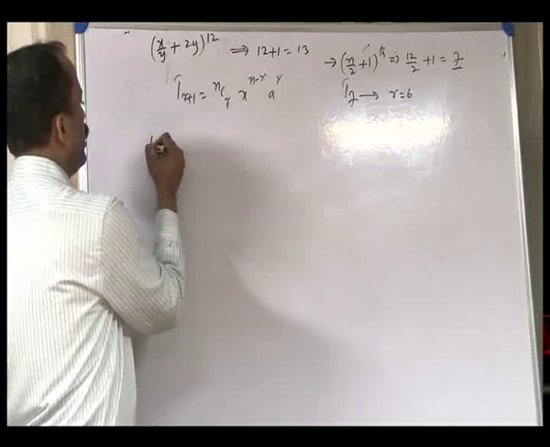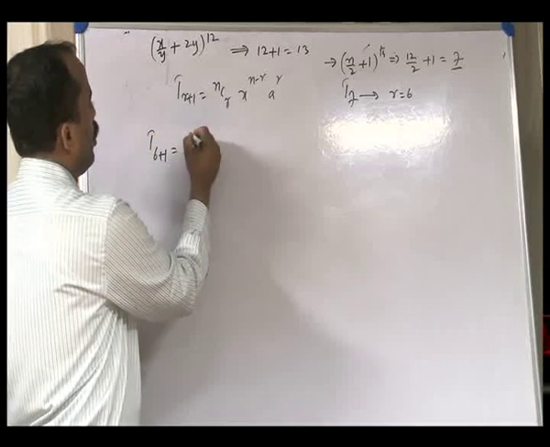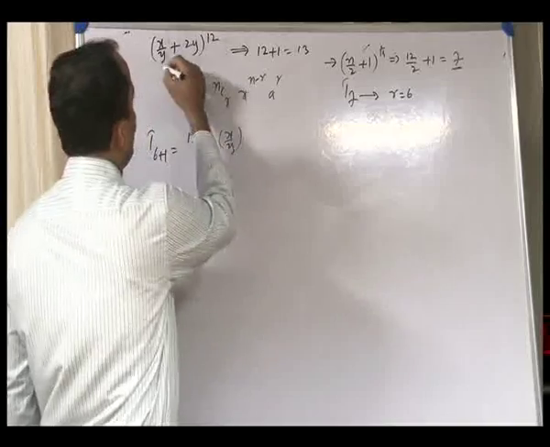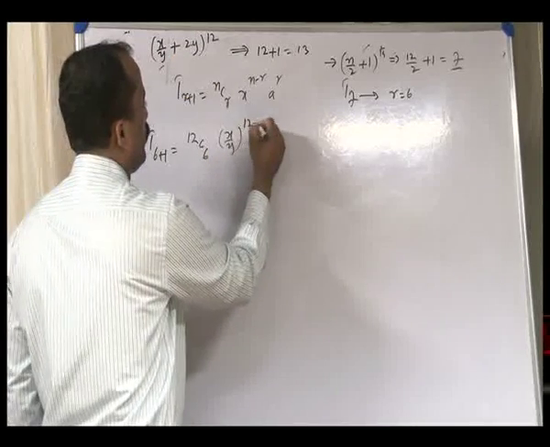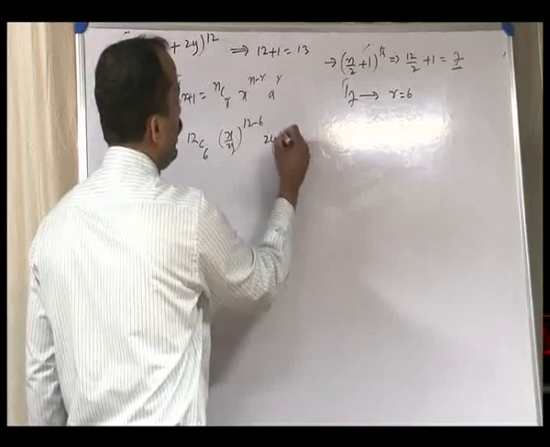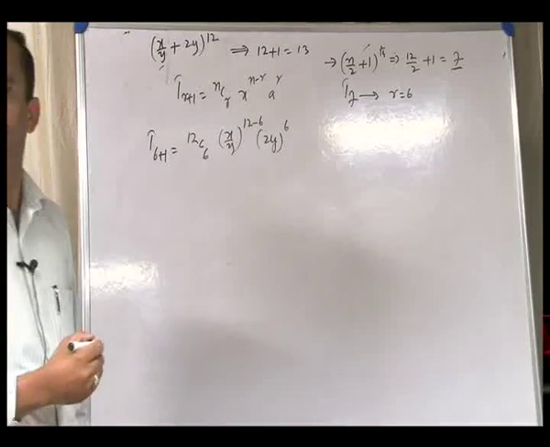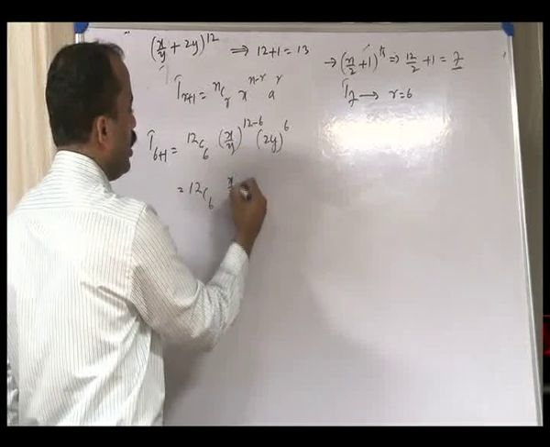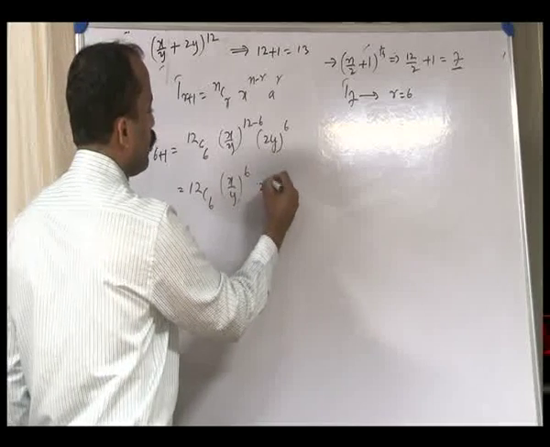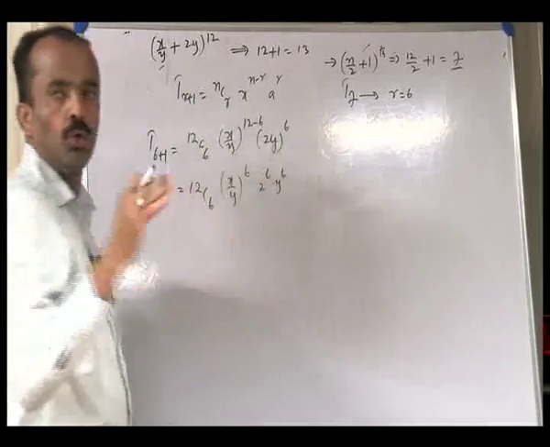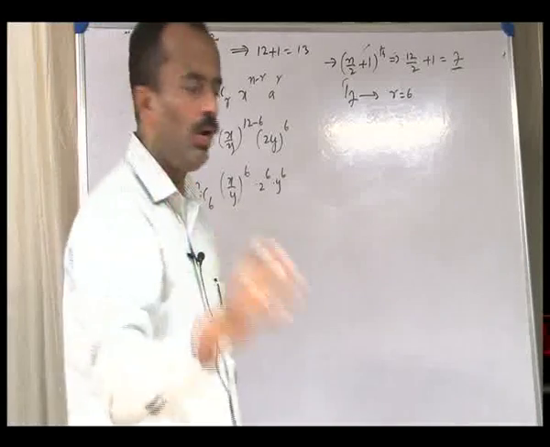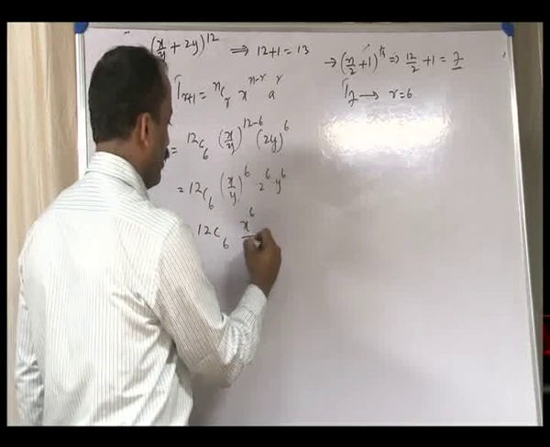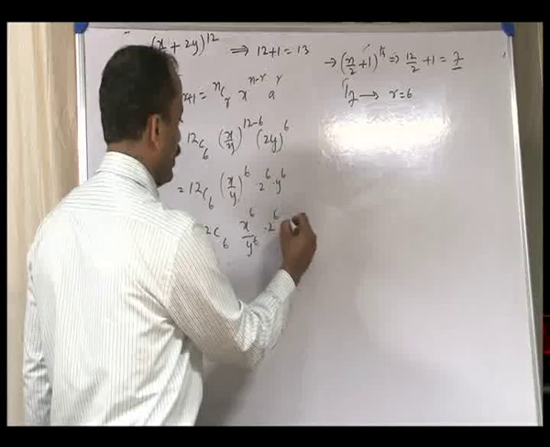6. Now, T(6+1) is equal to 12C6 into, what is the x value? x/y is the x value. (x/y) to the power of 12 minus 6 into, the a value is 2y to the power of 6. You simplify. 12C6 (x/y) whole to the power of 6 into 2 to the power of 6 into y to the power of 6. (2y) whole power 6 is 2 power 6 into y to the power of 6. So, 12C6 into x power 6 divided by y power 6 into 2 power 6 into y power 6.